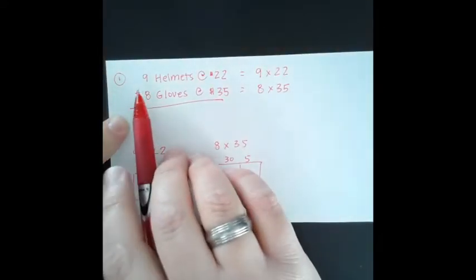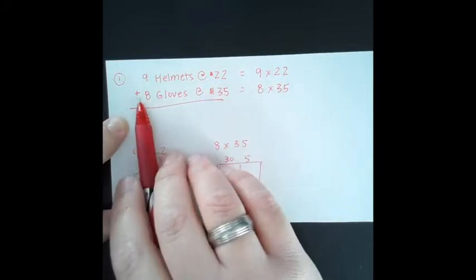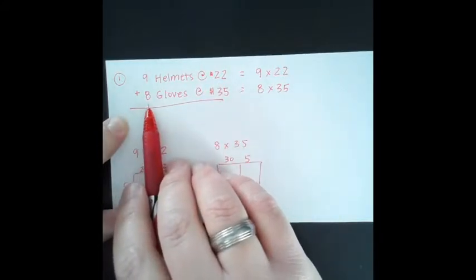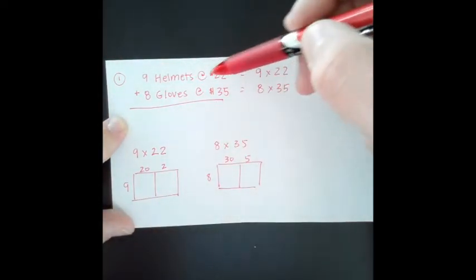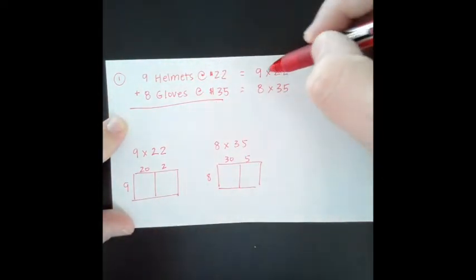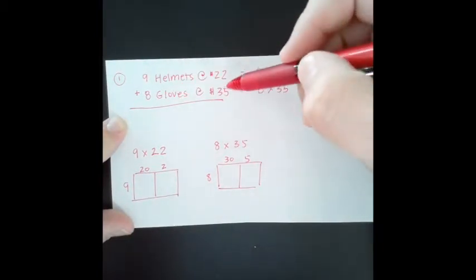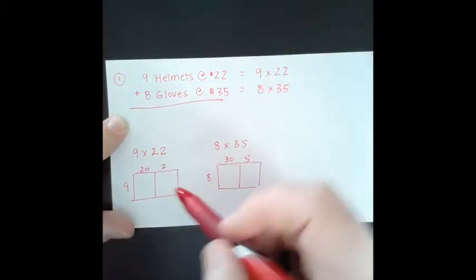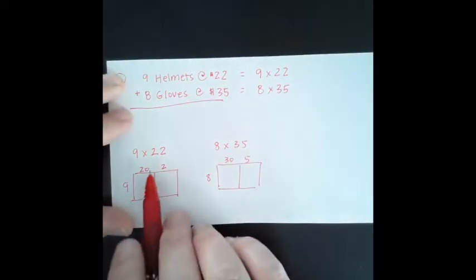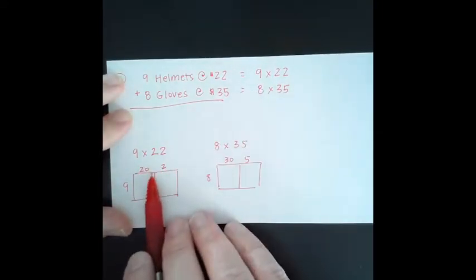So he wanted 9 helmets that cost $22 a piece. We're going to add that to 8 gloves at $35 a piece. So 9 helmets at $22 each, you're going to go 9 times 22 to figure that out. And 8 gloves times 35 is 8 times 35. So down here I went ahead and made my partitioned rectangles. So we're going to do 9 times 22 first.